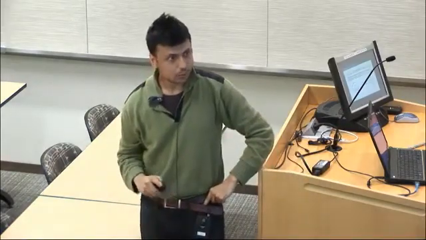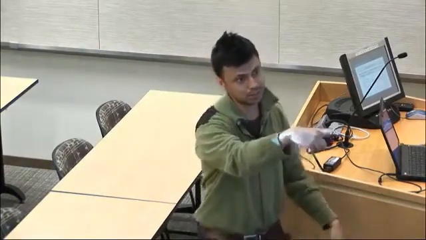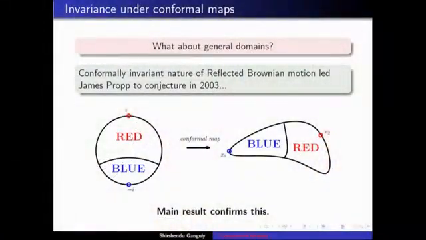Now, one comment that I want to make here is, remember that the blue was like alpha fraction of the total region, and conformal maps don't preserve area. So one has to make precise what this means. But roughly a picture like this should be true, was the conjecture, and the goal of this talk is to show that this is true.